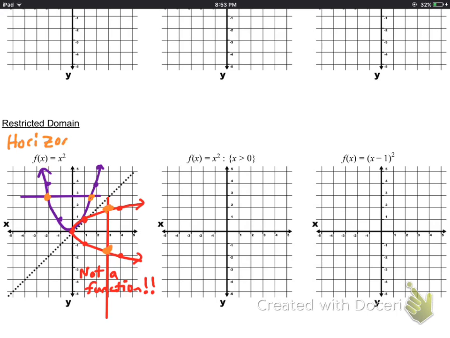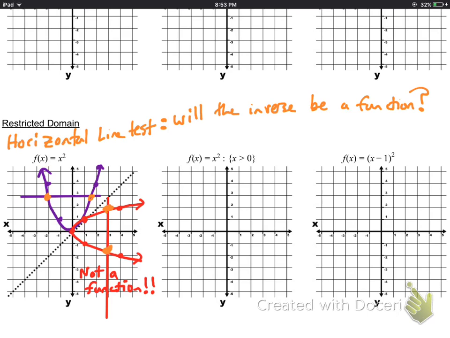Okay, we have a horizontal line test we can do. If a function hits more than one point when you stick a horizontal line through it, then the inverse will not be a function. Okay, so in order for it to, when we reflect it or when we find the inverse and graph it, in order for that to be a function, we need to do something called restricting the domain. On this second graph, we're going to restrict the domain by making x only greater than 0. Okay.